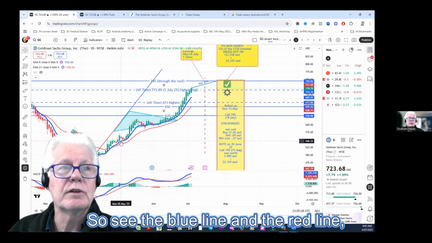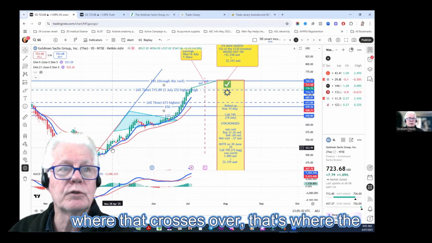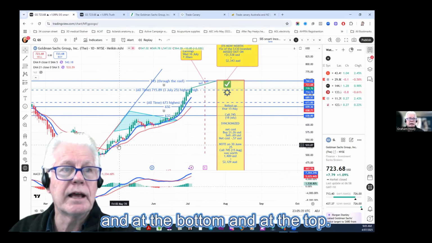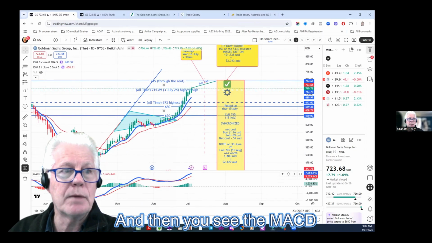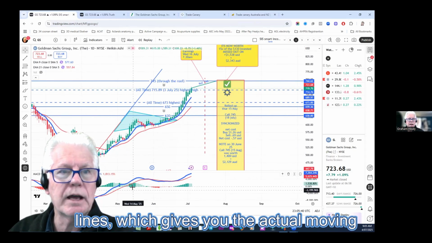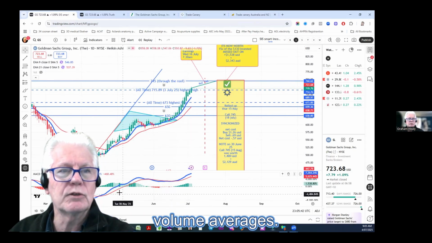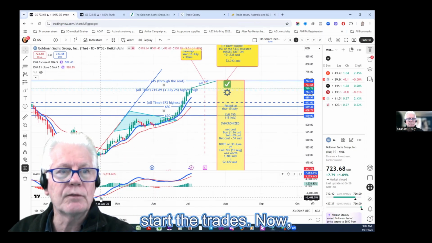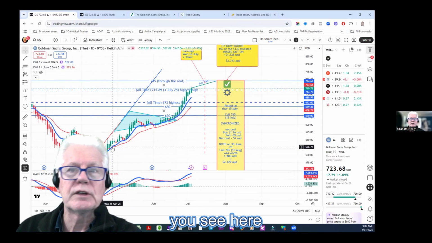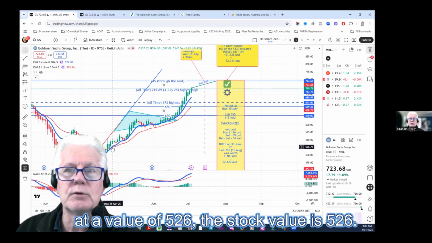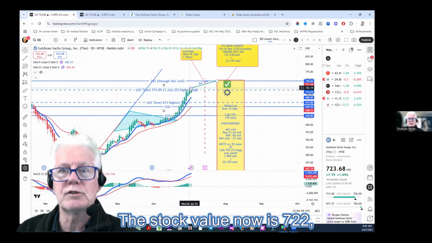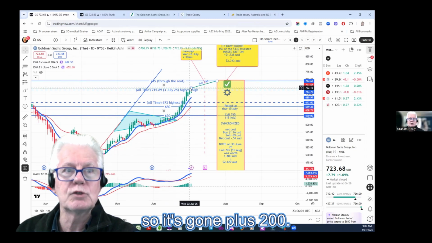Okay, so see the blue line and the red line, where that crosses over, that's where the trade started, at the bottom and at the top. And then you see the MACD lines, which gives you the moving volume averages. When these lines cross, this is where you start the trades. Now, you see here at a value of 526, the stock value is 526. The stock value now is 722.